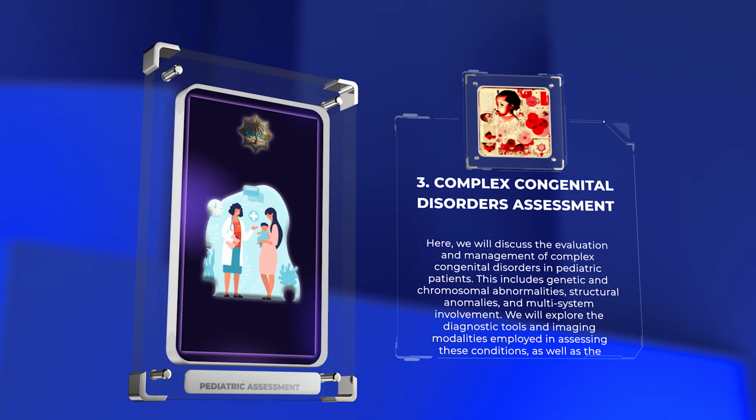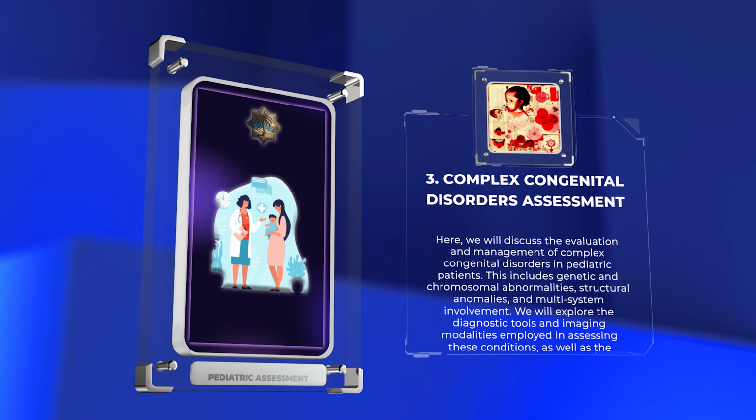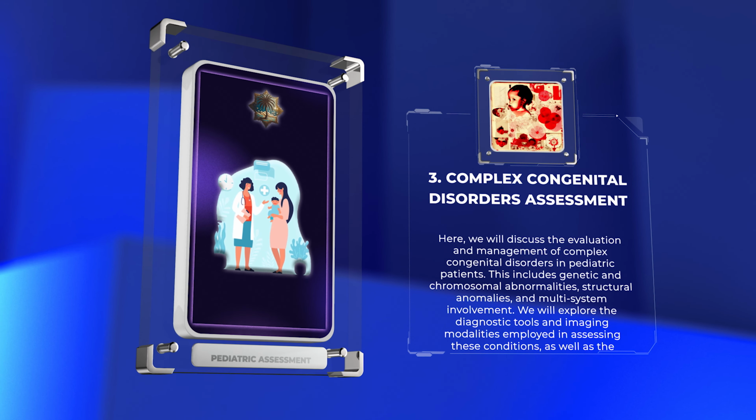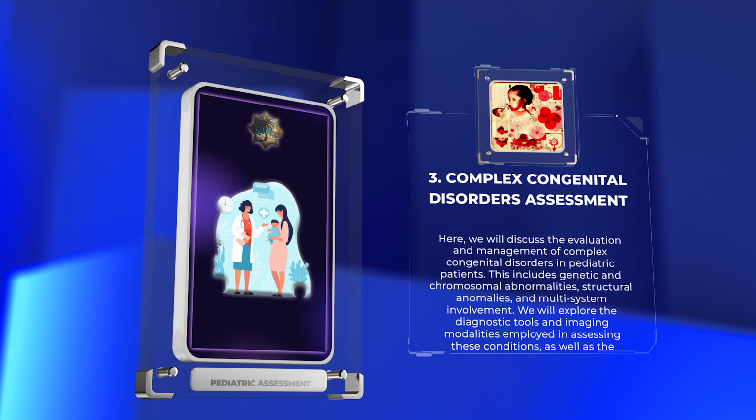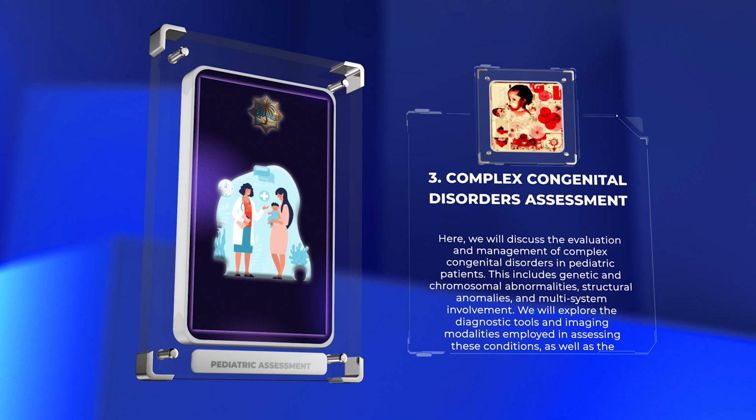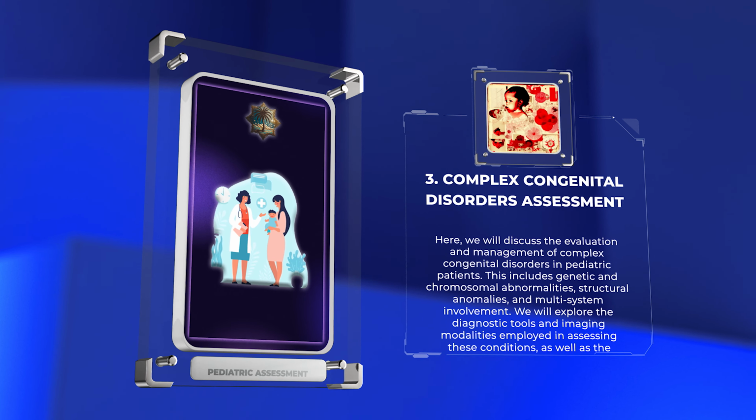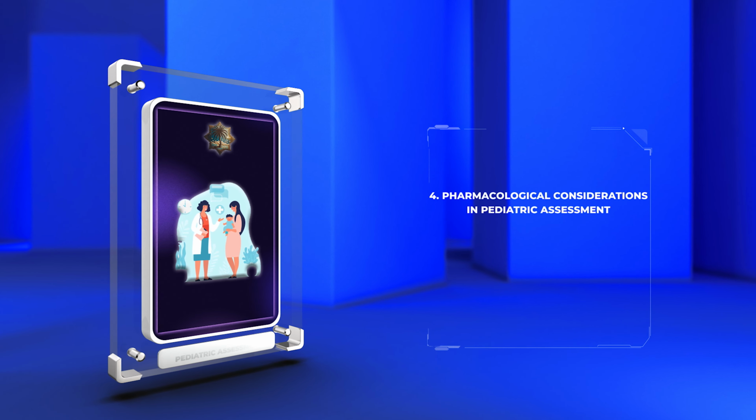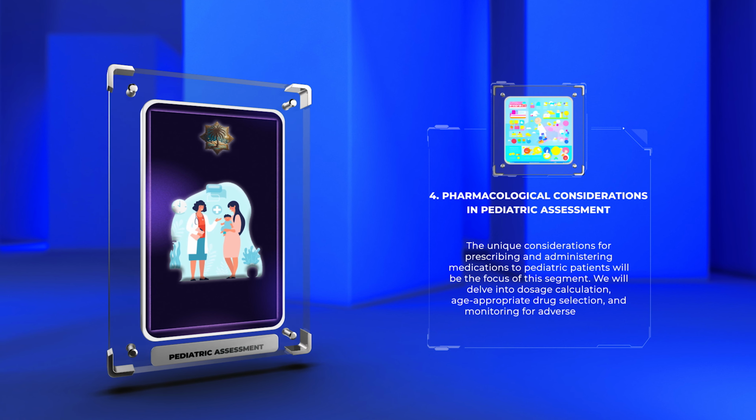Here, we will discuss the evaluation and management of complex congenital disorders in pediatric patients. This includes genetic and chromosomal abnormalities, structural anomalies, and multisystem involvement. We will explore the diagnostic tools and imaging modalities employed in assessing these conditions, as well as the treatment options available for each.